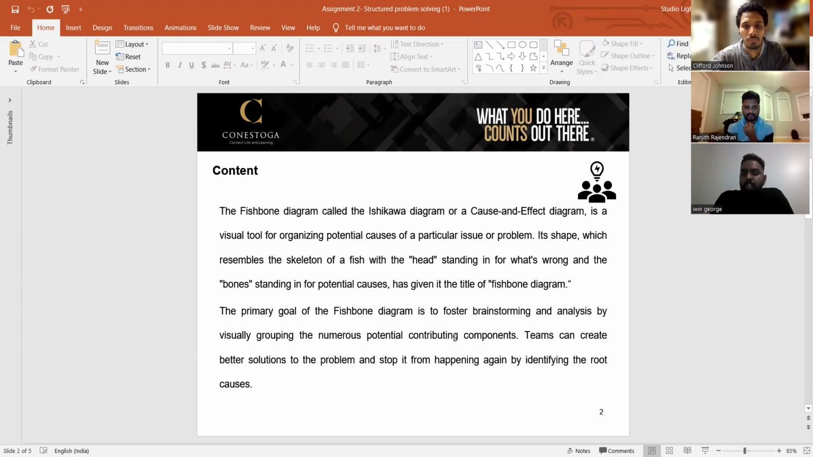the problem that occurred. Coming to the structure of the Fishbone diagram, it is similar to the structure of a fish skeleton, which has a head, tail, spines, and bones. The head of the fishbone diagram indicates what the actual problem is, and the ribs and the bones indicate the actual root causes. The primary goal of the fishbone diagram is to foster brainstorming and analysis by visually grouping the numerous potential contributing components. Teams can create better solutions to the problem and prevent it from happening again by identifying the root causes.